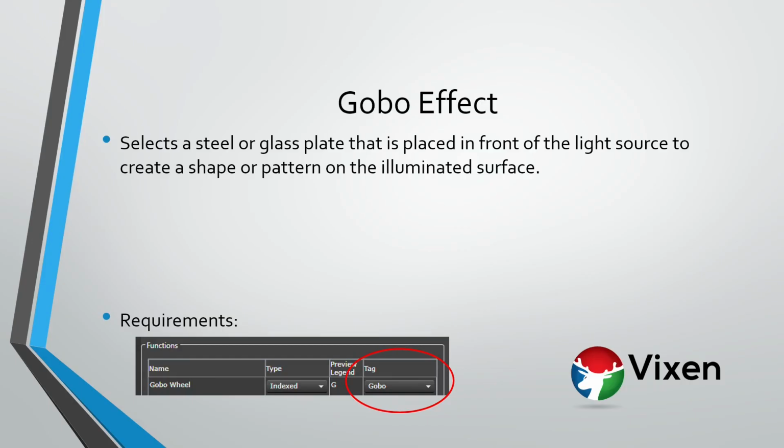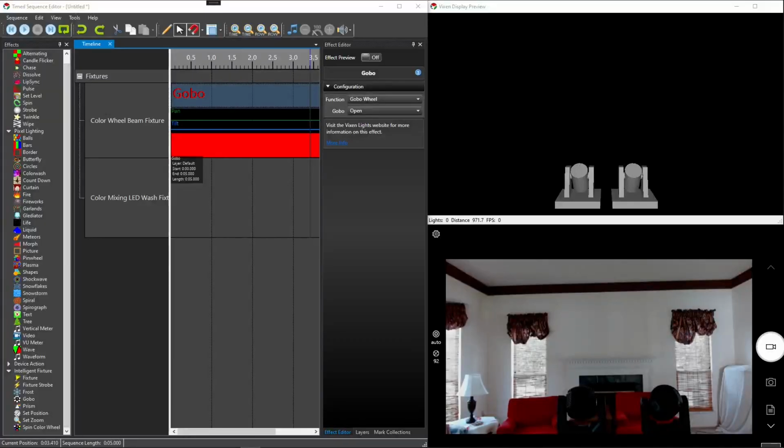The next effect we are going to look at is the Gobo Effect. This effect selects the steel or glass plate that is placed in front of the light source to create a shape or pattern on the illuminated surface. This effect requires an index function with the Gobo tag. The Gobo effect has two drop-downs.